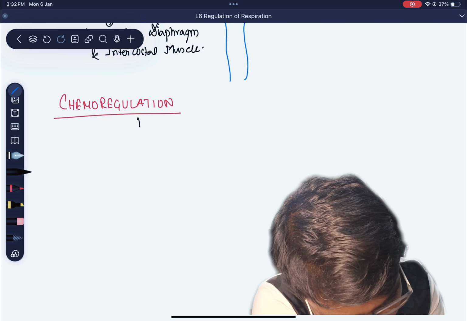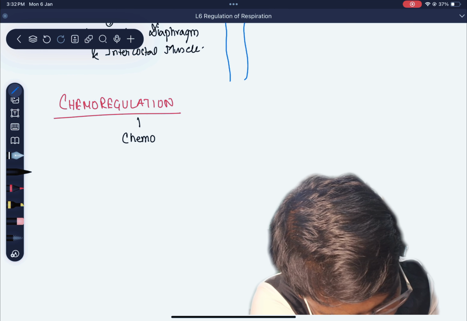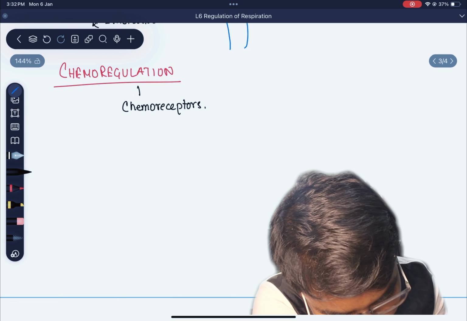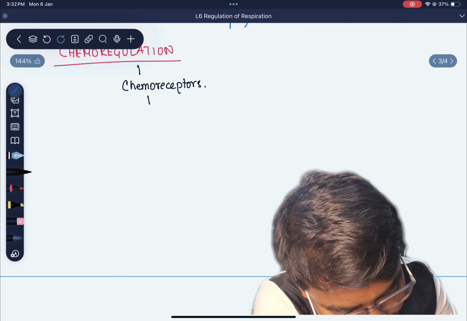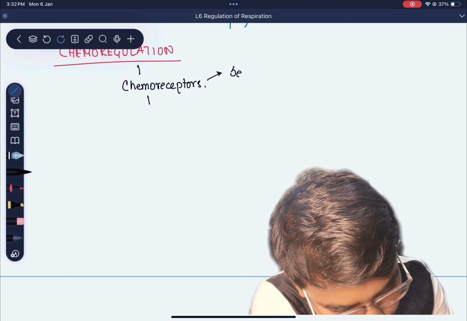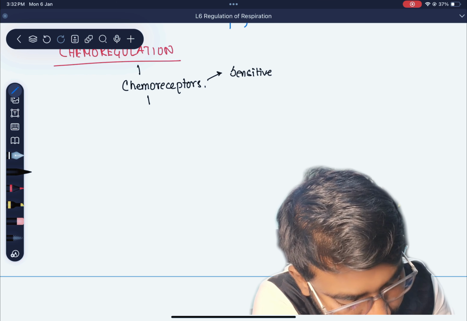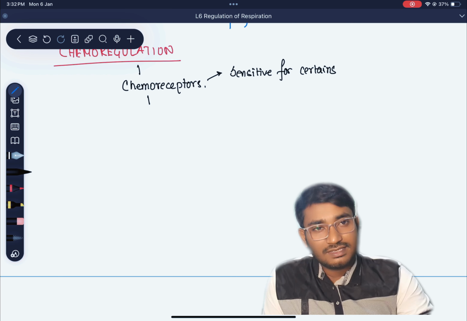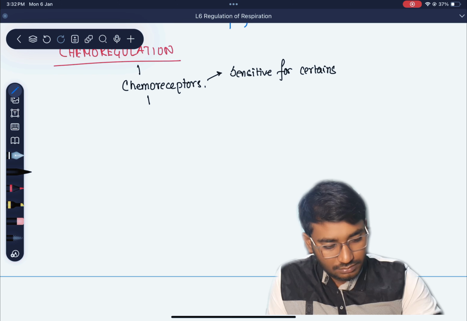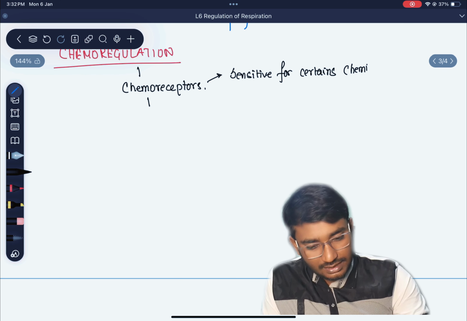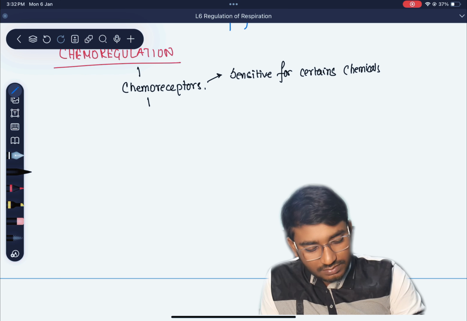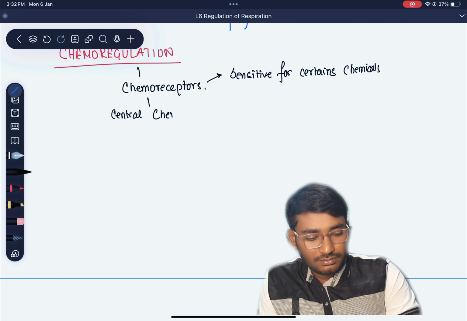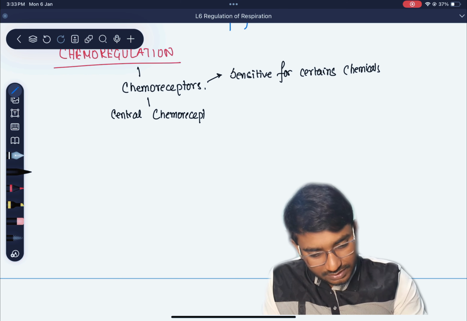Chemoreceptors. The chemoreceptors are of two types. Okay? They are sensitive for certain chemicals. Certain chemicals के लिए बहुत sensitive होता है. And the chemoreceptors are the central chemoreceptors. Central chemoreceptors. इसका function क्या है?